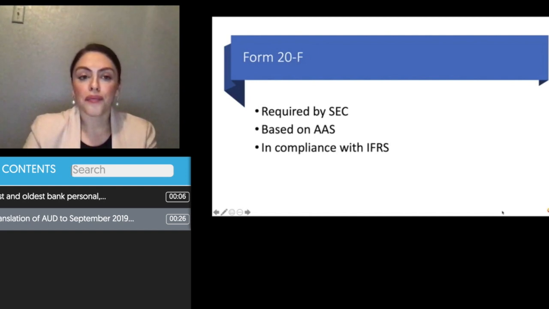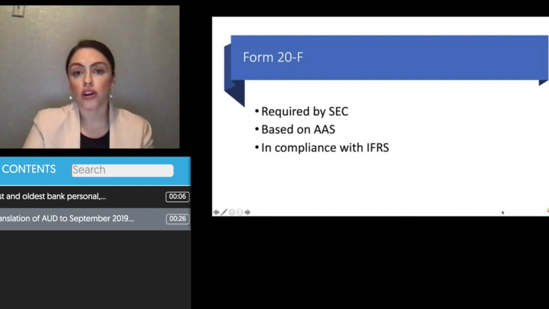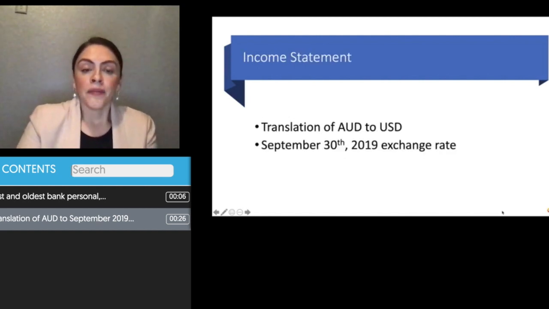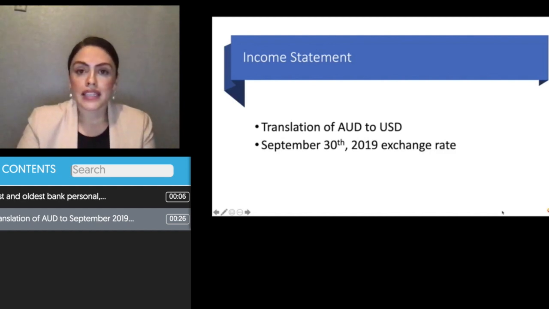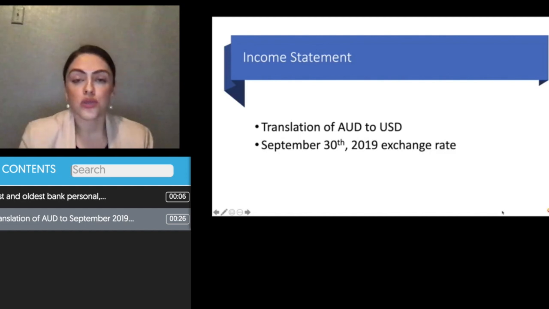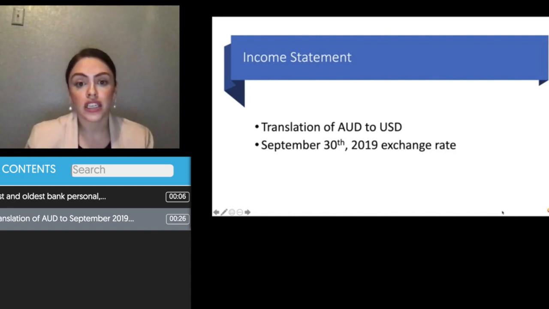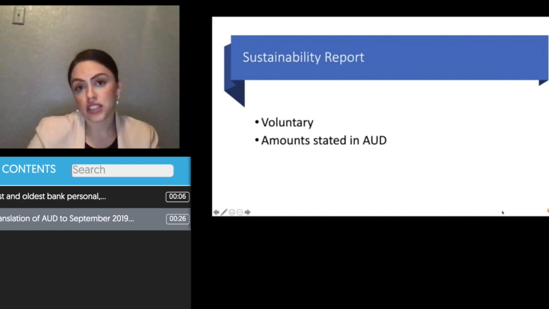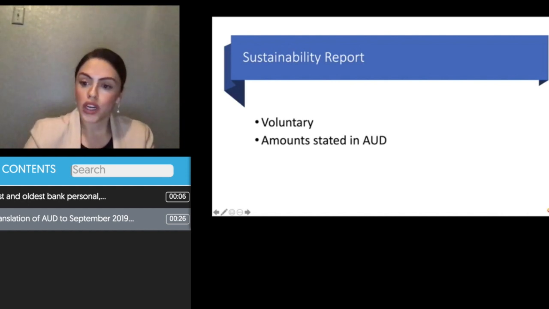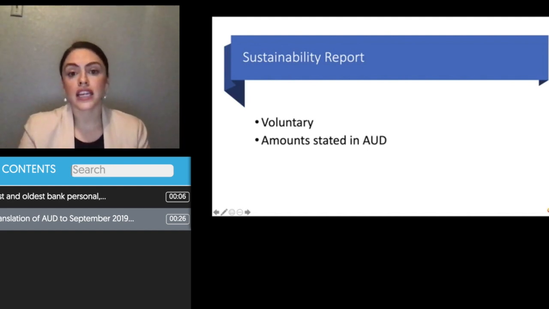All of these companies' financial statements are based on Australian accounting standards, but are also compliant with IFRS. The income statement for Westpac has a translation from Australian dollars to United States dollars. This is not required, this is just a convenience for the reader. And they use the exchange rate that is valid on September 30th, 2019, and like every year, because that is the date of the end of their financial year. They also provide a voluntary sustainability report, but this one is not translated to United States dollars, it stays in Australian dollars only.